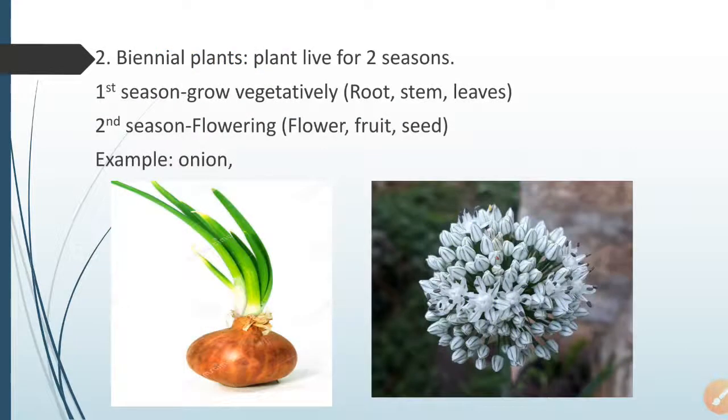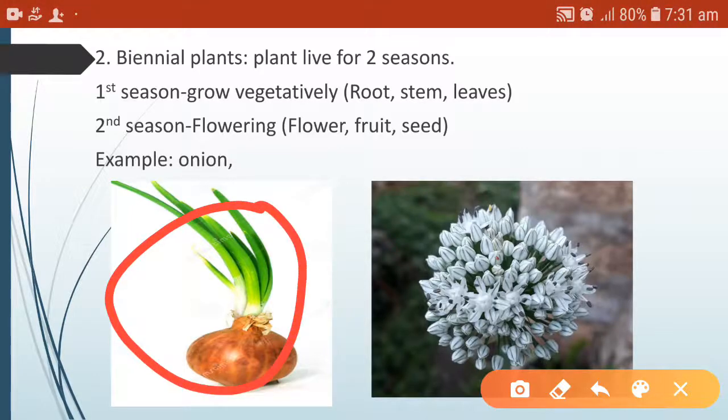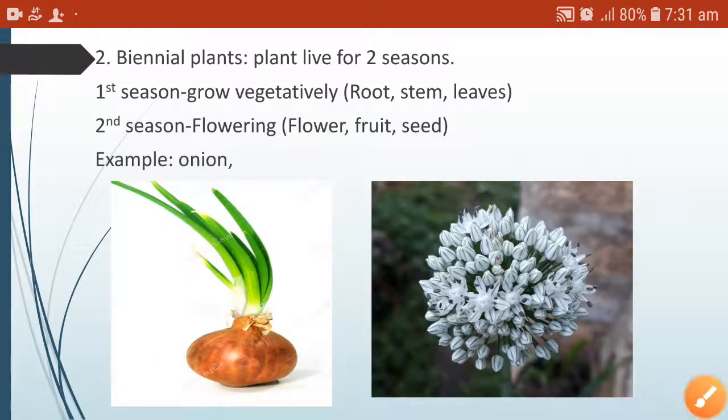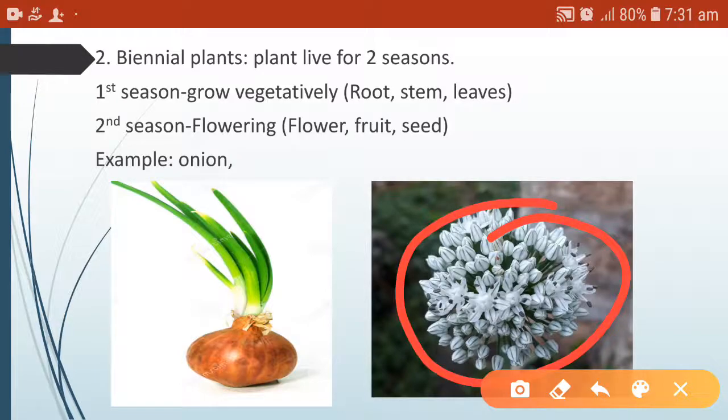Next, the biennial plants are those plants which live for two seasons. In the first season, it will grow vegetatively, where root, stem and leaves will be formed, and in the second season flowering will start, where flower, fruit and seed will be formed, as shown in the diagram of onion, where in the first growing season it will form its root, stem and leaves, and in the next season it will form a flower, fruit and seed.